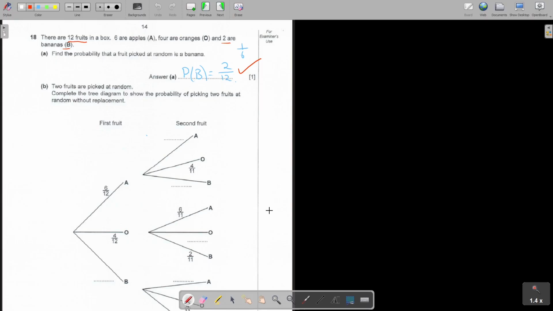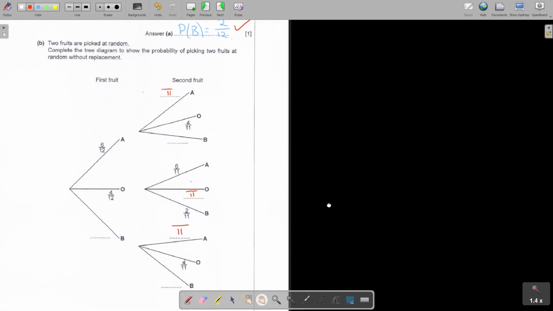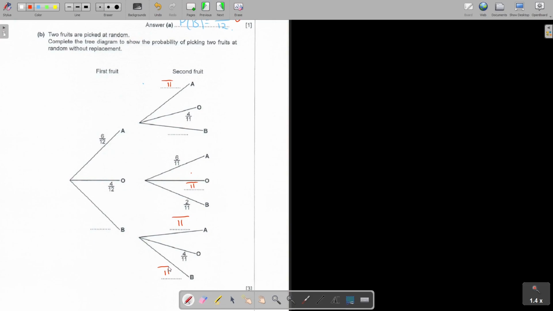Okay, so now I start with this question, having that knowledge. 2 fruits are picked at random. Complete the tree diagram to show the probability of picking 2 fruits at random without replacement. It's almost like you eat the sweets. You're not putting it back. So very important. And look how they helped you, because it was 12 and they showed you 11. So it means all this will be 11. I'm just going to fill in the top. And this is also 11.